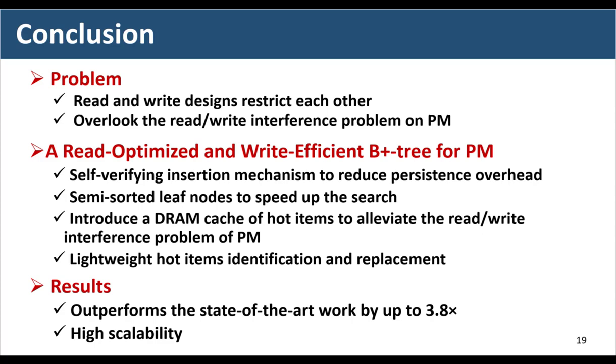The ROWE-tree designs a self-verifying insertion mechanism to reduce persistent overhead, and semi-sorted leaf nodes to speed up the search. To alleviate the read and write interference problem of PM, we introduce a DRAM R table to migrate accesses to hot items to DRAM, and then use a lightweight hot items identification and replacement to cope with the changes of hot items. The experimental results show that our ROWE-tree has better performance and higher scalability than the state-of-the-art work.